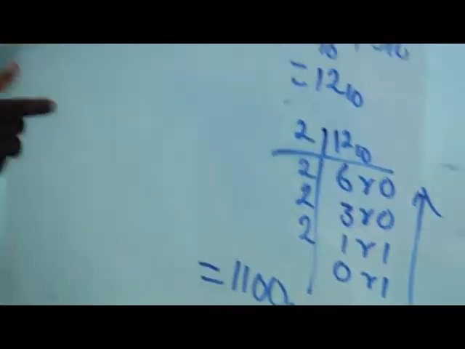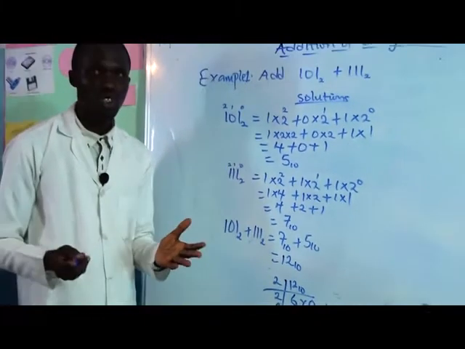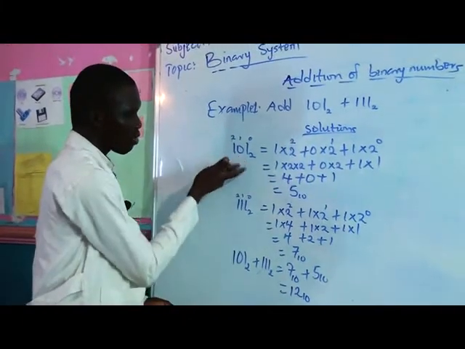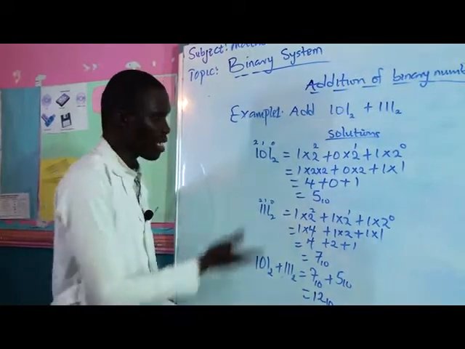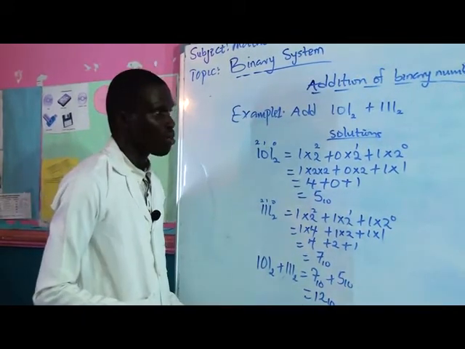Okay? So you can use this method for subtraction also. Once you convert both numbers to base 10, you subtract and you get your answer. You can use it also for multiplication.